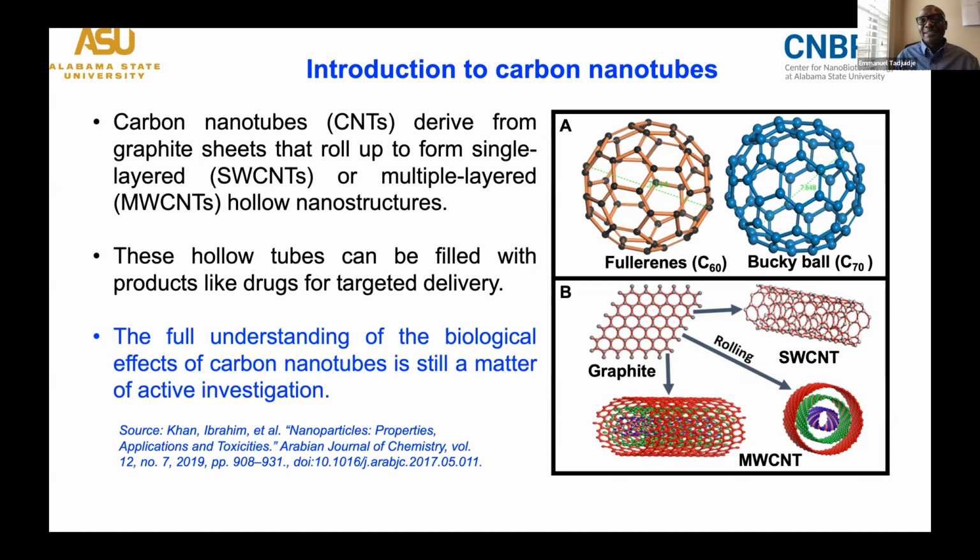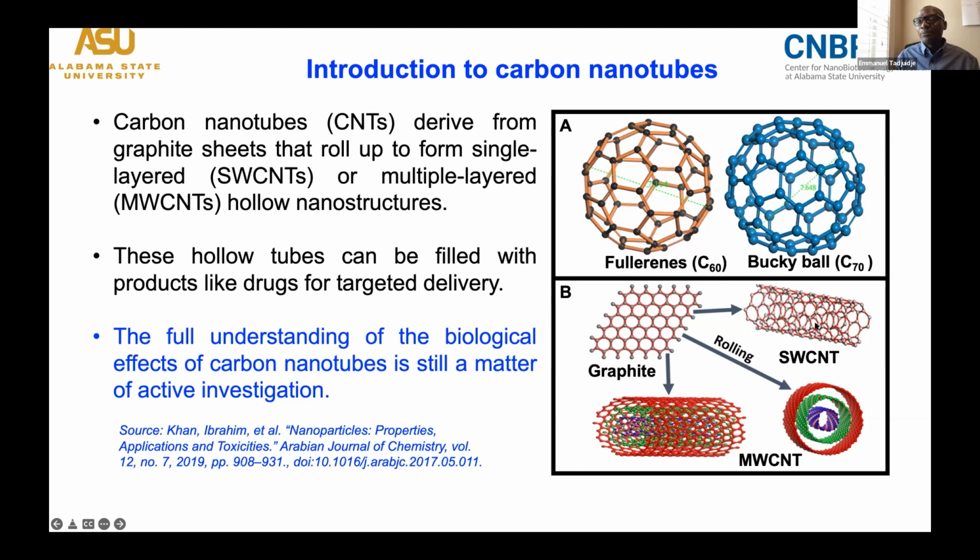okay, just a short note, you know better on those nanoparticles than I do. What I know is that as it relates to carbon nanotubes, because of their hollow structures, they can be filled with drugs, and that can be used for targeted delivery, like delivering vaccines or delivering cancer therapy.